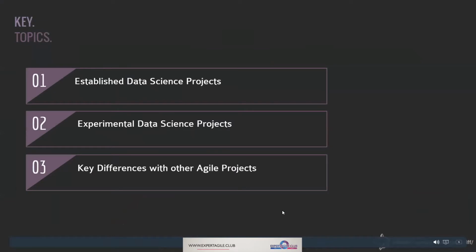Okay, so today I'm going to be talking to you about 3 general areas. The key topics are talking about established data science projects, talking about experimental data science projects, and then talking about the key differences between these 2 projects and talking about how that is going to be different to any of the other projects which you guys work on a relatively common basis.